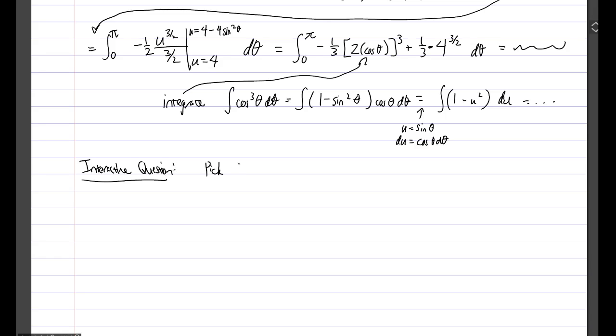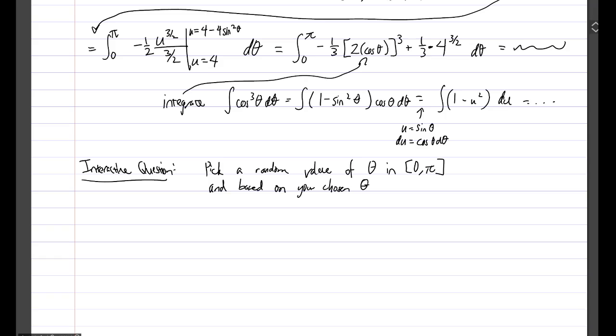So please pick a random value of theta in the interval 0 to pi. Okay? It doesn't have to be a nice number. It doesn't have to be pi over 3. It doesn't have to be pi over 6. Just pick anything between 0 and 3.14. You can use a calculator for this, okay? And then, based on your chosen theta, you might have picked theta to equal 1.1 or whatever.